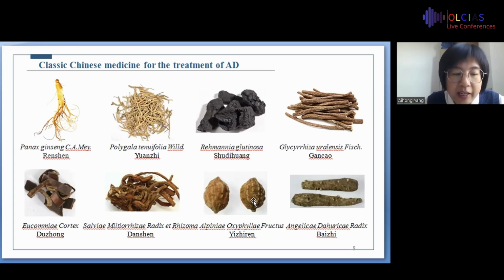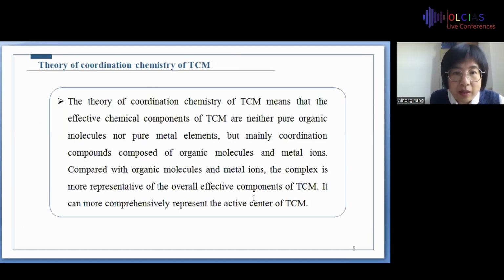These herbs contain flavonoids, xanthones, anthraquinones, coumarins, and other compounds. These compounds have the common feature that they all have metal chelating sites that can coordinate with metals. Therefore, these compounds can be used to treat AD by regulating metal homeostasis. In recent years, our research group mainly focuses on the screening of natural metal chelators for the active components in TCM. Here, the coordination chemistry of TCM is introduced first.